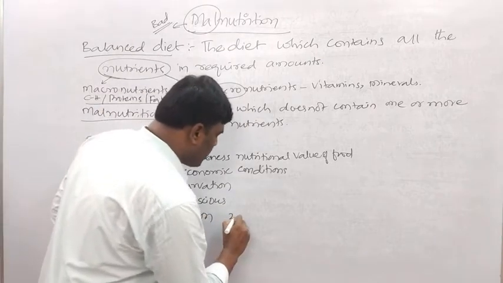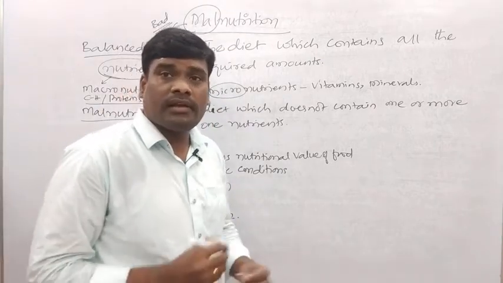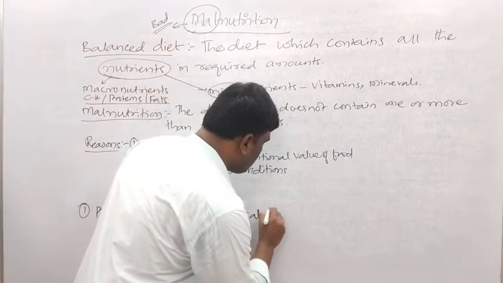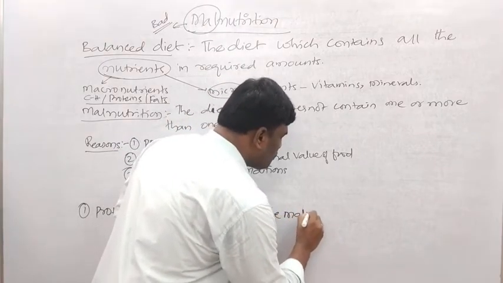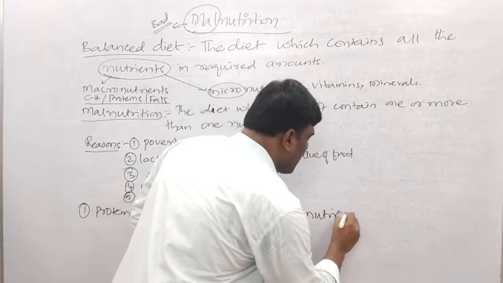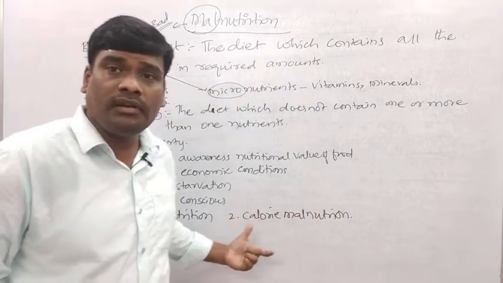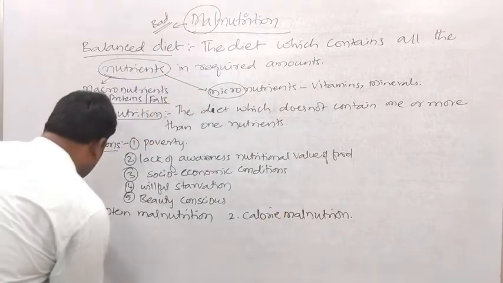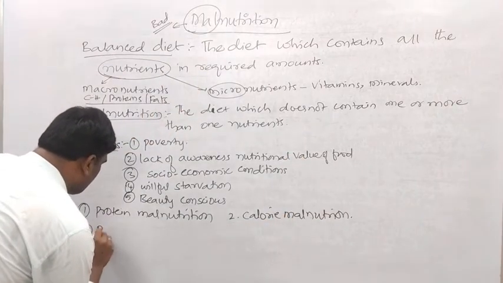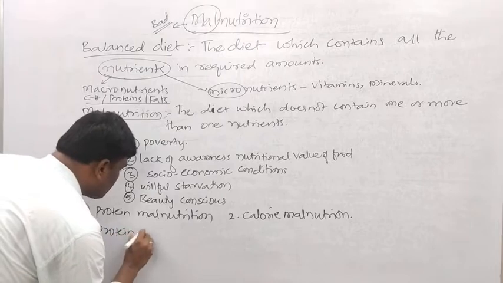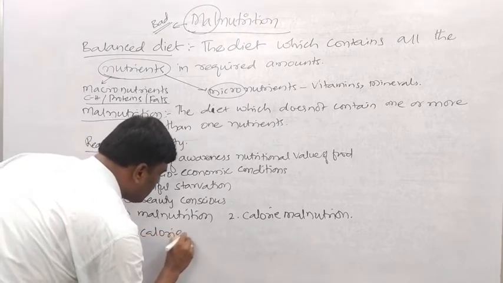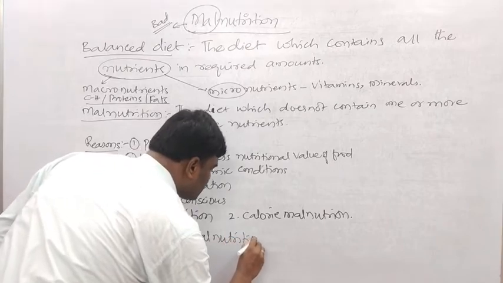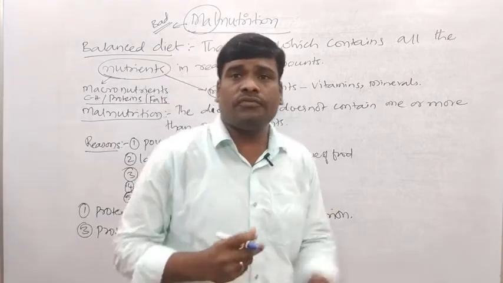And the second one is what, children? Calorie malnutrition. And the third one is what, children? Protein calorie malnutrition. Okay, so let me write it here, children. Protein calorie malnutrition. So these are the three types of malnutrition.